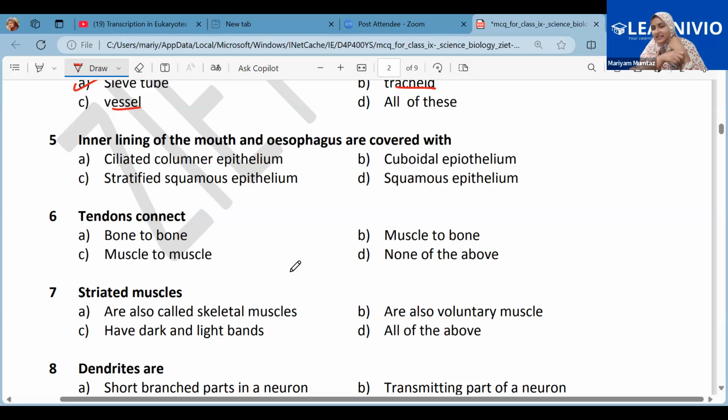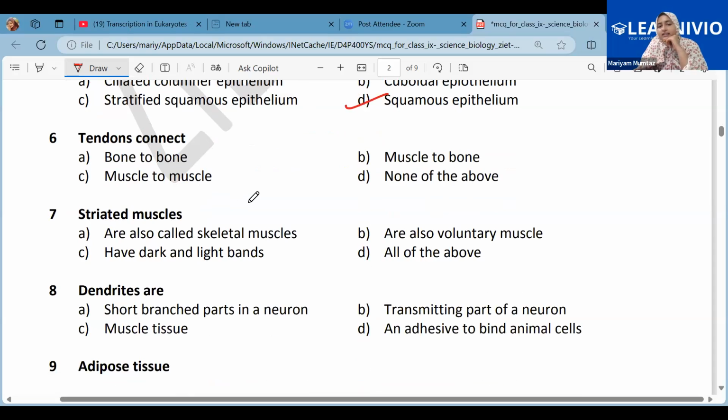The pavement epithelium is squamous epithelium. The most simple kind of tissue is present. Okay, tendons connect muscle to bone. What would connect? Tendons connect muscle to bone. Yes, ma'am. Okay, which is the tissue that would be connecting bone to bone?